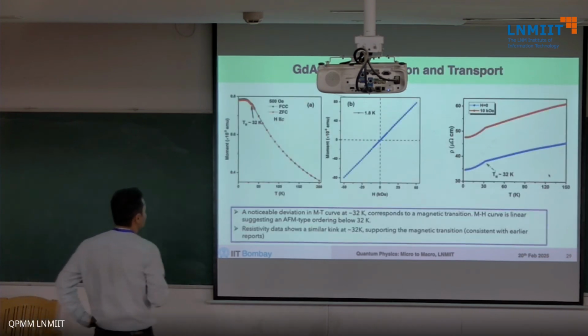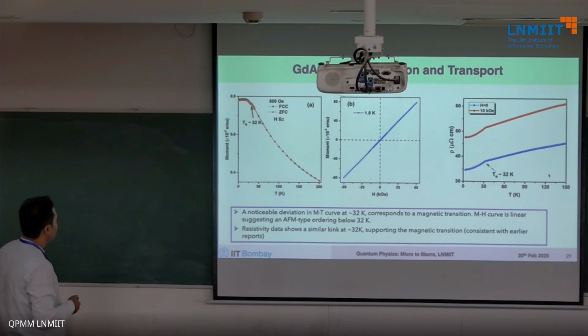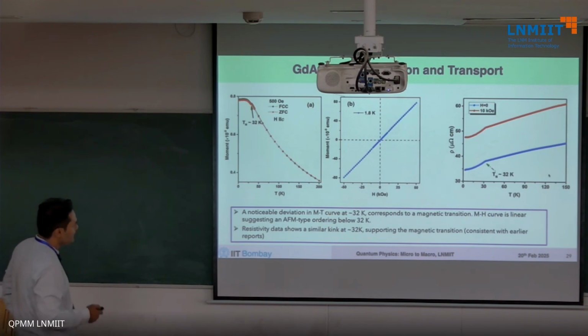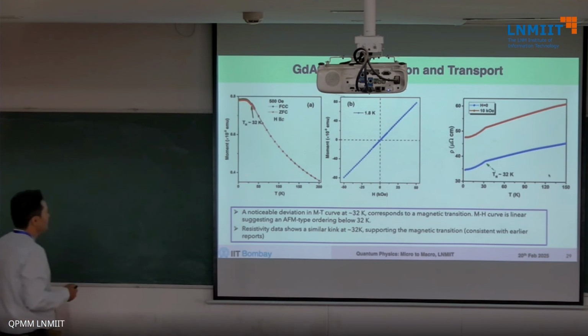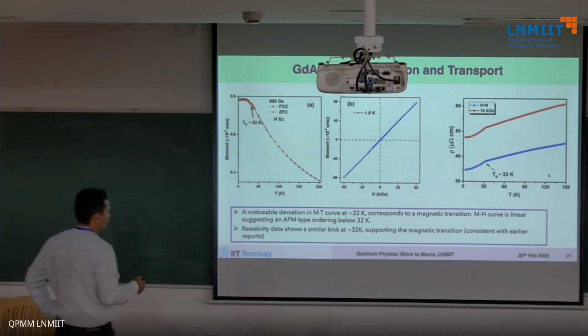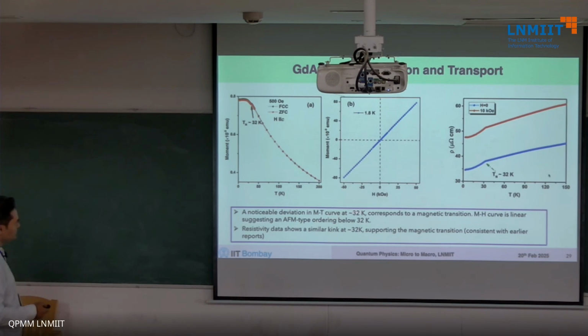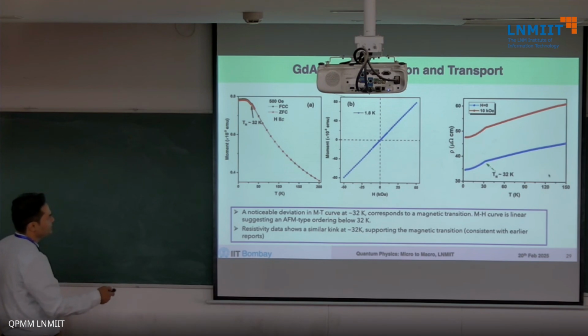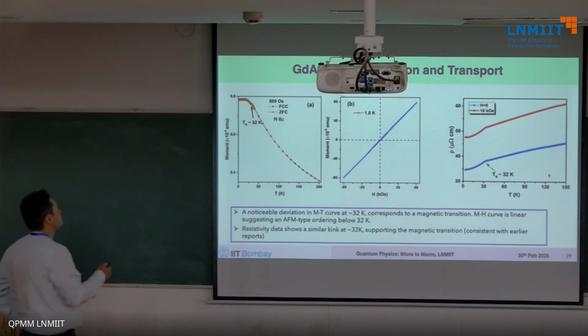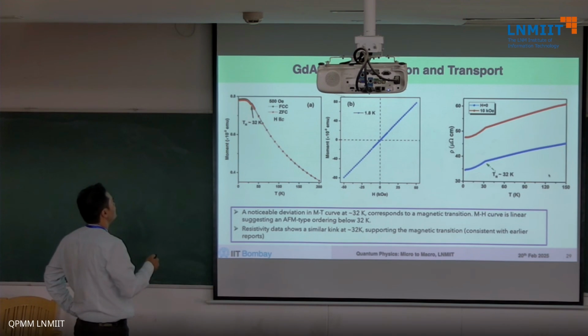There are some magnetic measurements which were done by them, and you can see that if I look at MT data, there is a small kink here, and the same kink is also observed in the resistivity versus temperature data, which basically gives an indication that there is a phase transition below 32 Kelvin, and above it, usually have a paramagnetic phase. So a noticeable deviation occurs at 32 Kelvin. And there is a similar kind of a transition here. The question is, what kind of transition, what kind of magnetic ordering persists here?